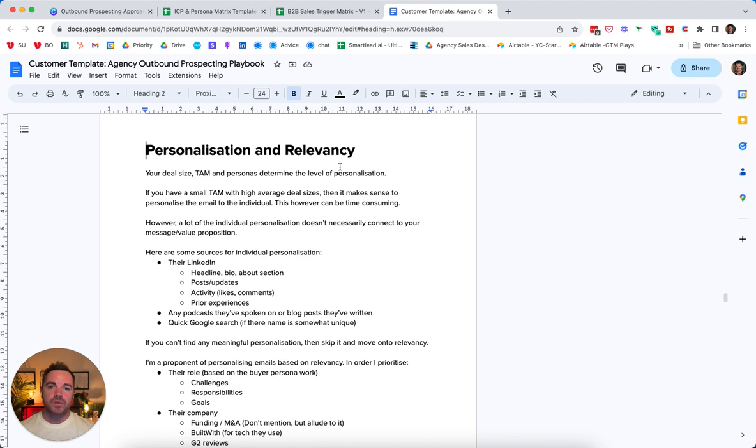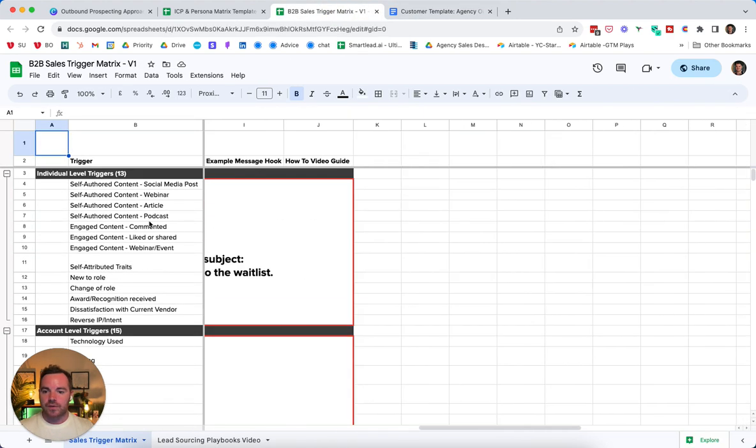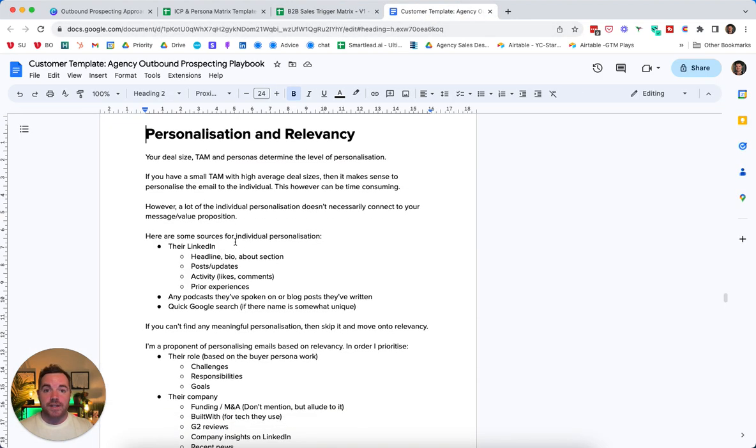But there are some sources that you can look at. And it really is a combination between the triggers, so things like self-authored content and engaged content, as well as things that people have in their LinkedIn profile. Now, especially if you're targeting prospects who are active on LinkedIn, there might be some information in their headline, their bio, the about section. It could be some posts that they've shared or some videos that they've recorded, activities, so what posts have they liked or commented on, and then prior experiences as well.